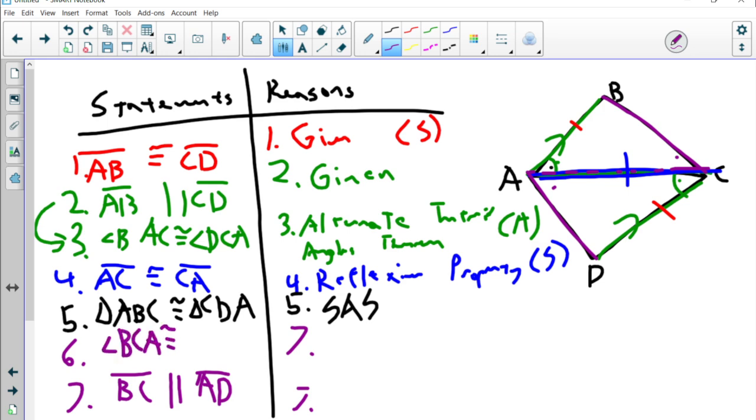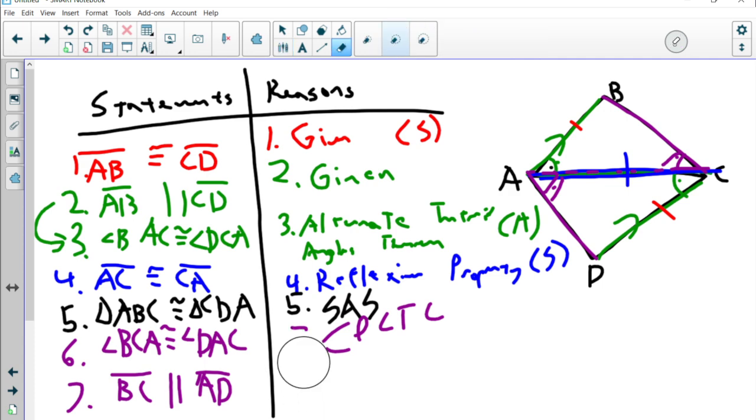BCA and DAC. Those 2 angles have to be the same. And why? Because we just said the triangles were congruent. That means all the matching sides and all the matching angles have to match up. And that is CPCTC, which is, of course, step 6. There's 7. Now, how is that going to lead to them being parallel? Well, those angles are, guess what? It's alternate interior angles again.